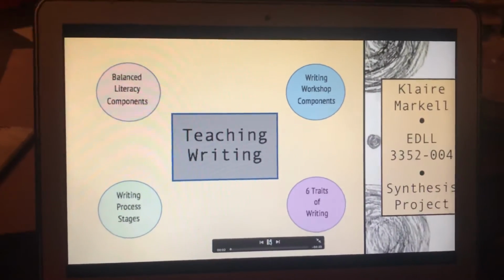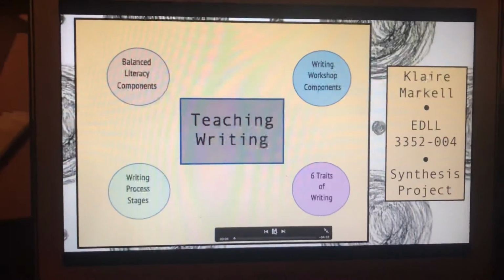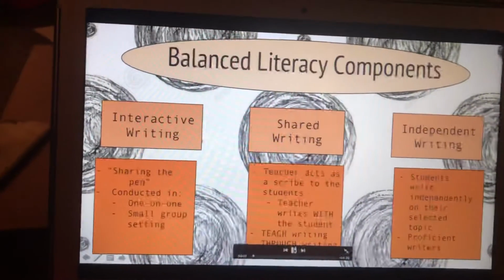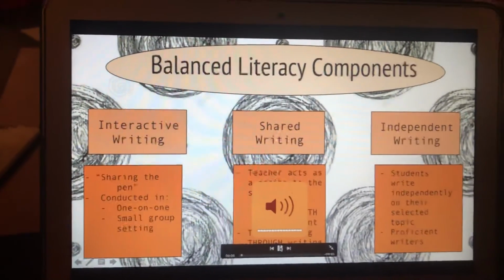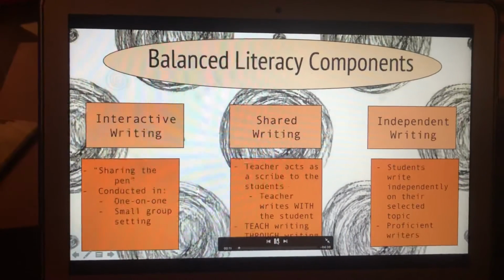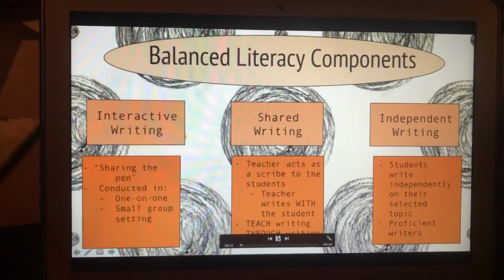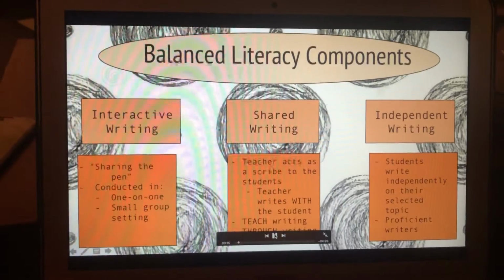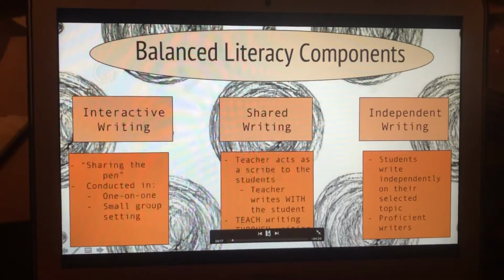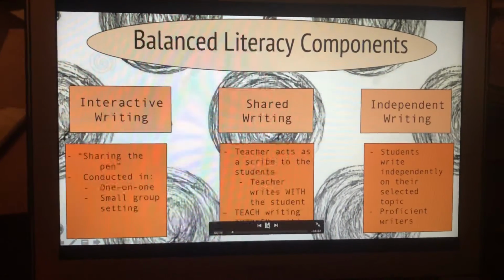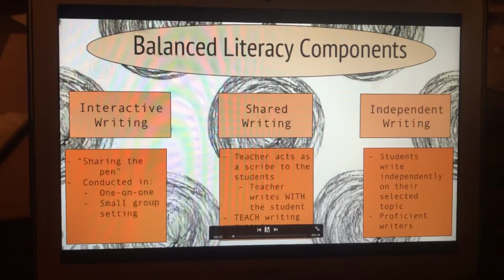Martell, and this is my synthesis of the process of teaching writing to students. Balanced literacy components of writing include all of the ways a student can engage in writing. Interactive writing, shared writing, and independent writing offer ways for the student to engage in one-on-one instruction, paired or small group writing, and independent writing.